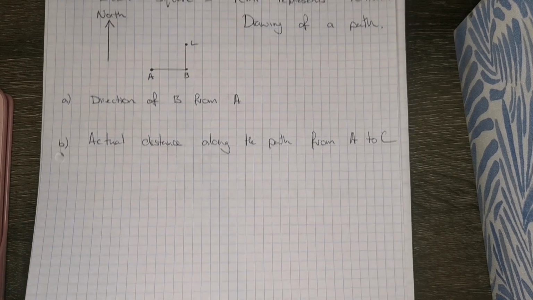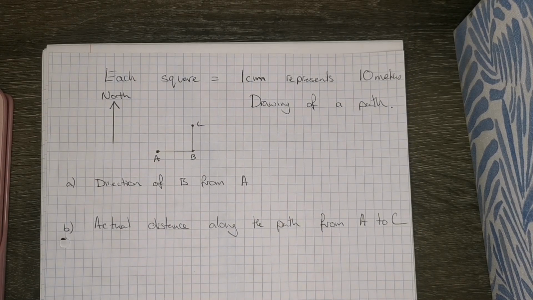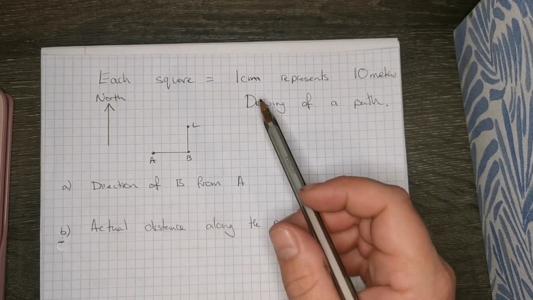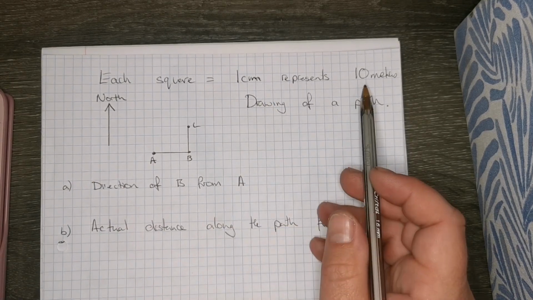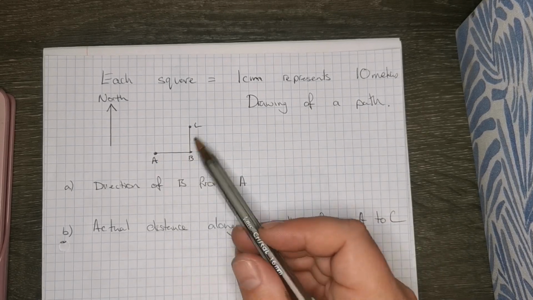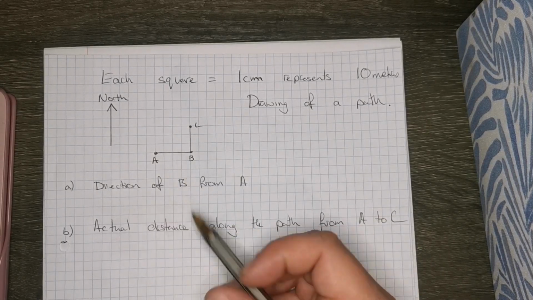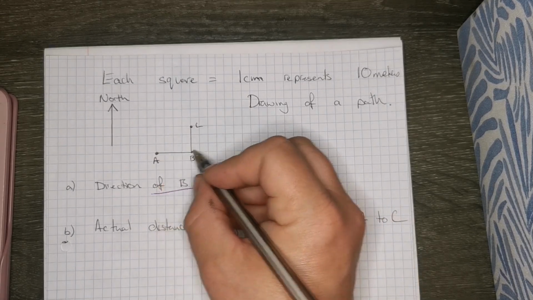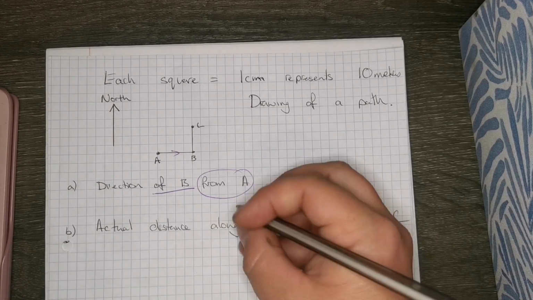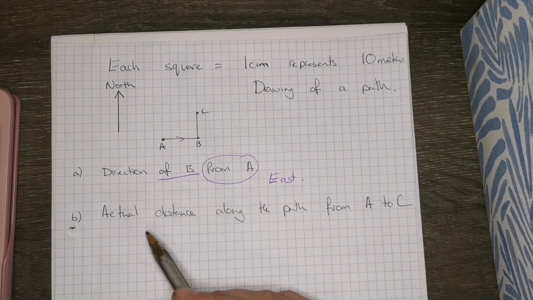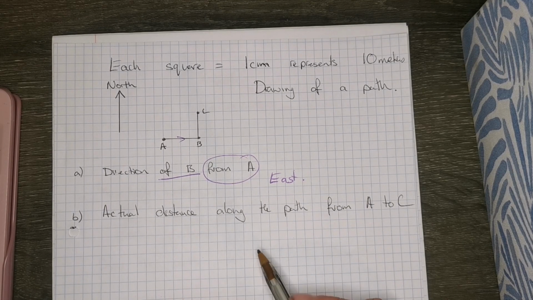Okay, so in this one, we were told that each square is worth 1 centimetre. Mine aren't a centimetre, but you'll have to bear with me on there. Each square is 1 centimetre, and each centimetre represents 10 metres. I've got a drawing of a path. So I've got A, B, and C. I'm told that this way is north. What is the direction of B from A? So I'm starting at A, I'm heading down to B. What direction am I heading? Well, never eat shredded wheat. I am heading east.